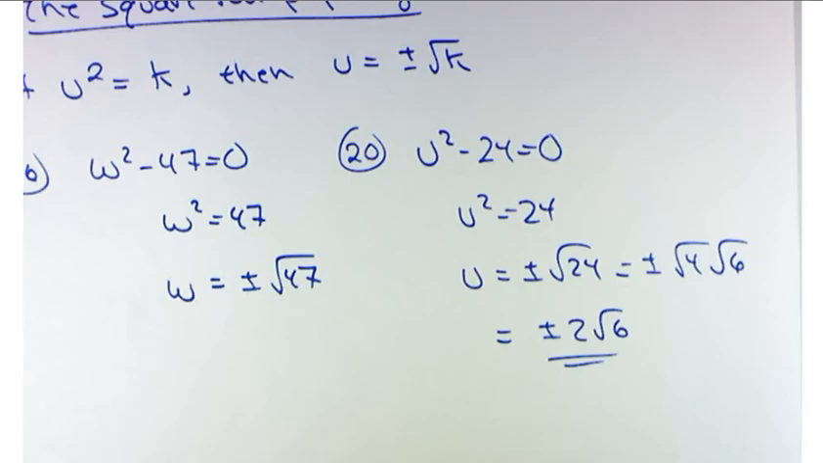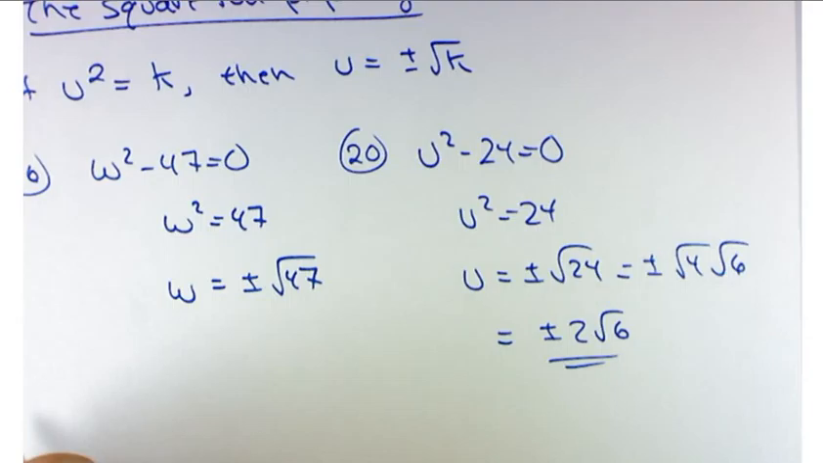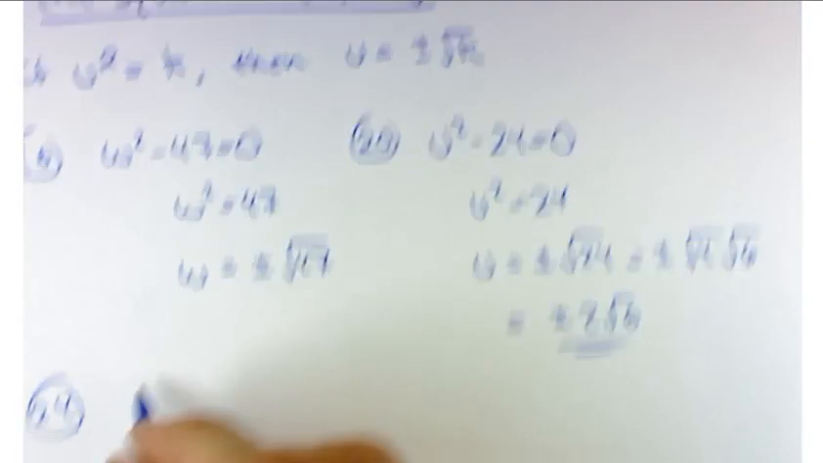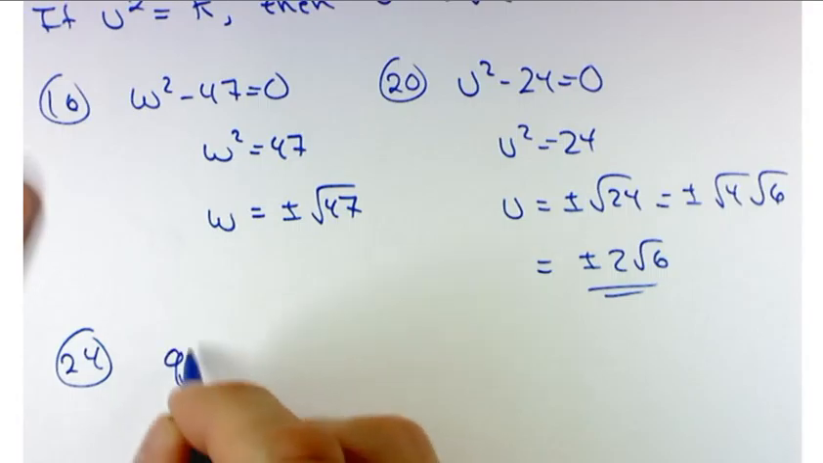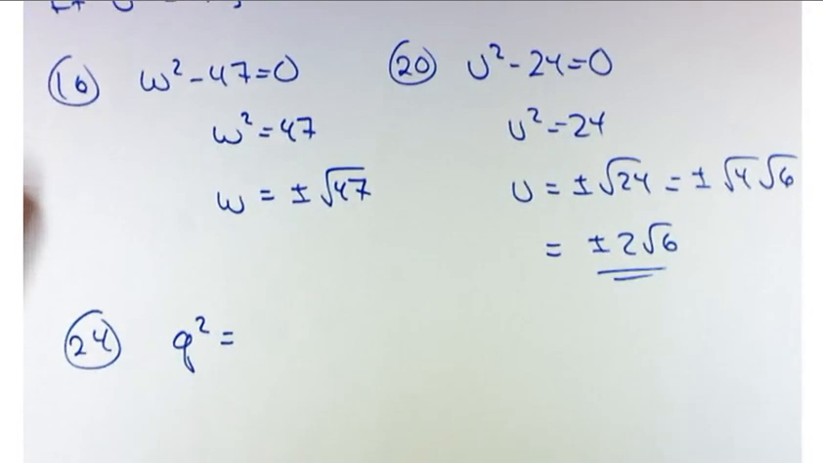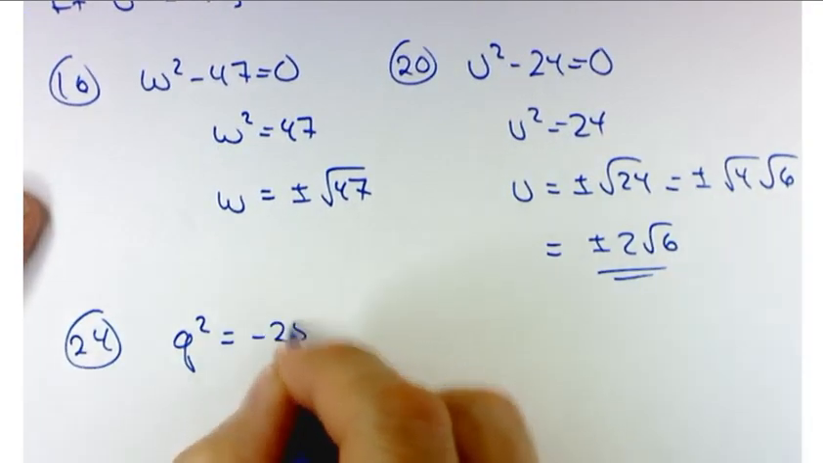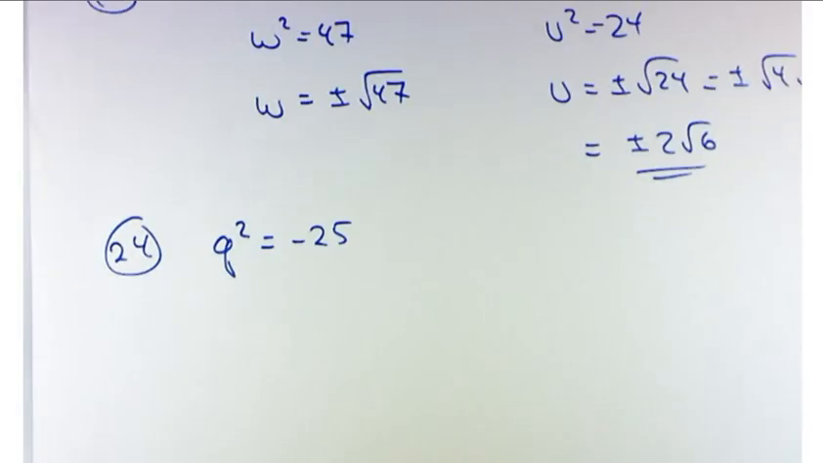One thing that the square root property opens up is an easier way to solve problems like number 24. In fact, we did this very one, with different letters, in section 9.7. Q squared equals negative 25. Go ahead and solve this one. I'm curious to see what you guys get.